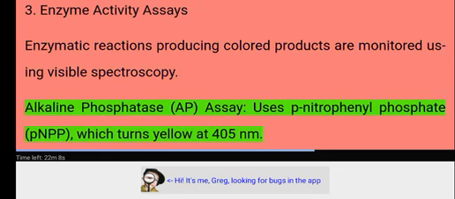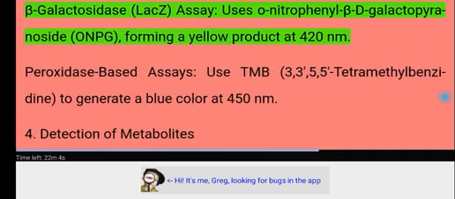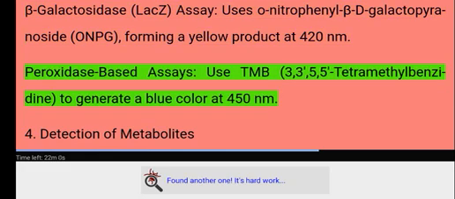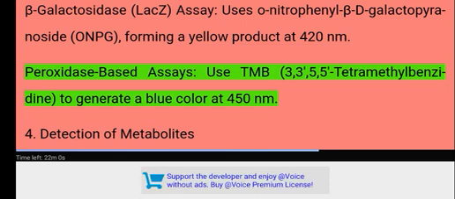Alkaline phosphatase (AP) assay uses para-nitrophenyl phosphate (pNPP), which turns yellow, at 405 nanometers. Beta-galactosidase (LacZ) assay uses O-nitrophenyl beta-D-galactopyranoside (ONPG), forming a yellow product at 420 nanometers. Peroxidase-based assays use TMB (3,3',5,5'-tetramethylbenzidine) to generate a blue color at 450 nanometers.